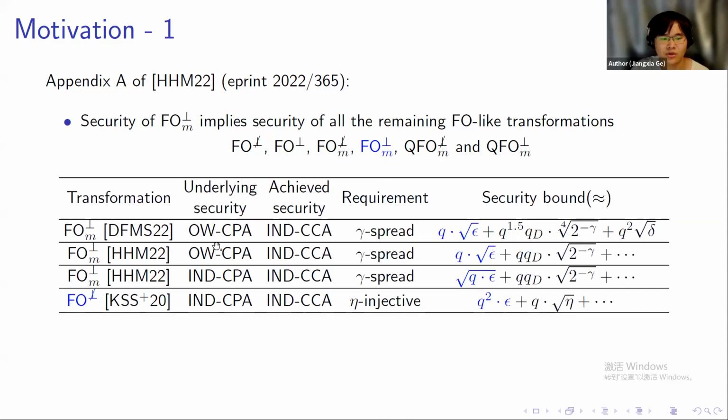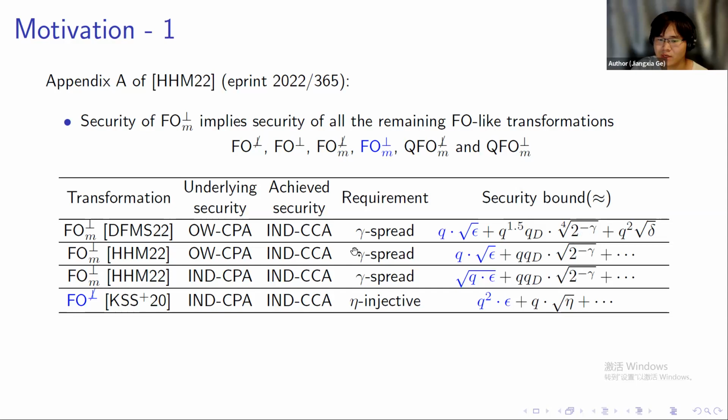However, in the QROM, the existing security reduction of FO with subscript M given by Jiang and Hofheinz is less tight than the state-of-the-art security reduction of FO-like transformations given by Kuchta et al. for the transformation FO with implicit rejection. To be more concrete, in this table, q is the number of quantum queries to the random oracle. Epsilon is the security bound of the underlying PKE scheme. q_D is the number of classical queries to the decapsulation oracle.